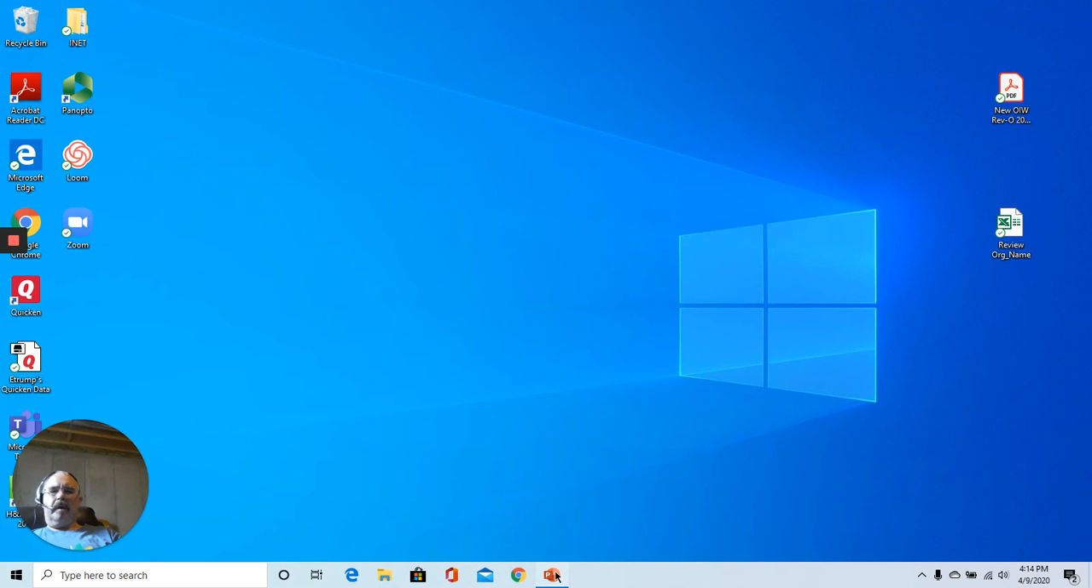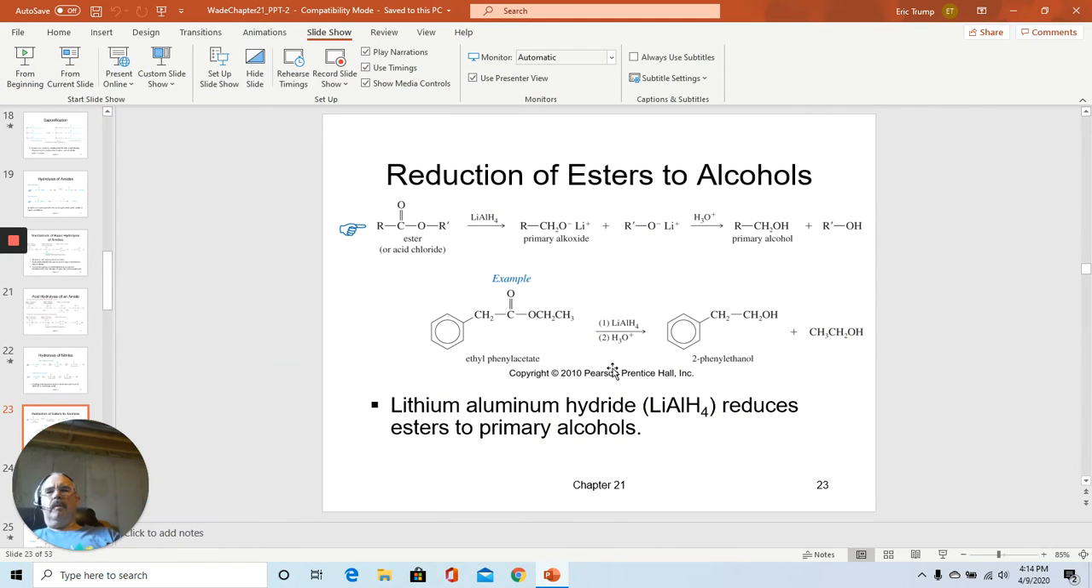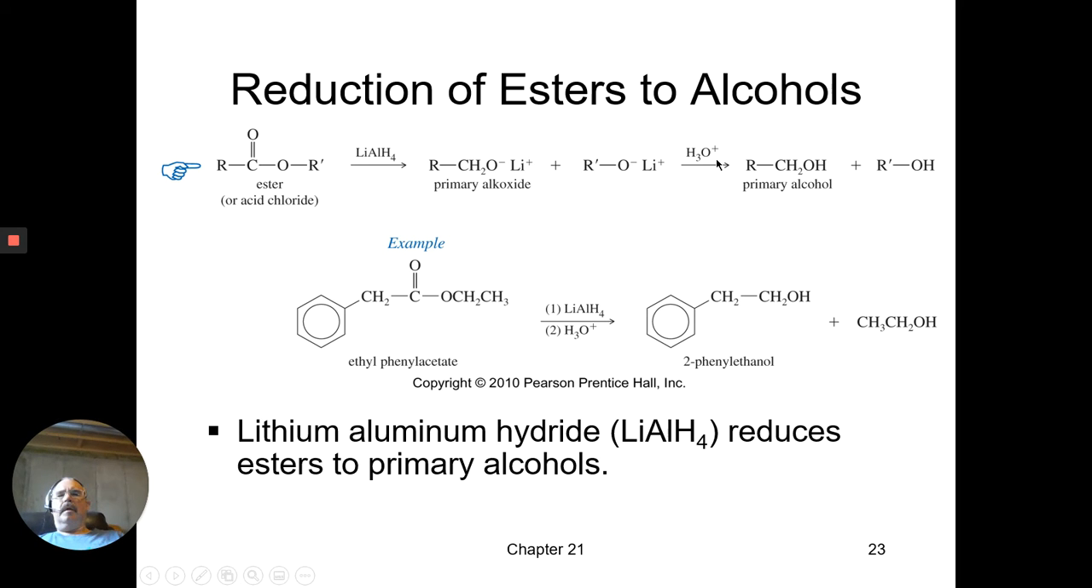All right, next we're going to look at reduction of esters to alcohols. This can be accomplished using lithium aluminum hydride. Okay, this is very similar to nucleophilic acyl substitution. Hydride is the nucleophile. Alkoxide is then kicked out.